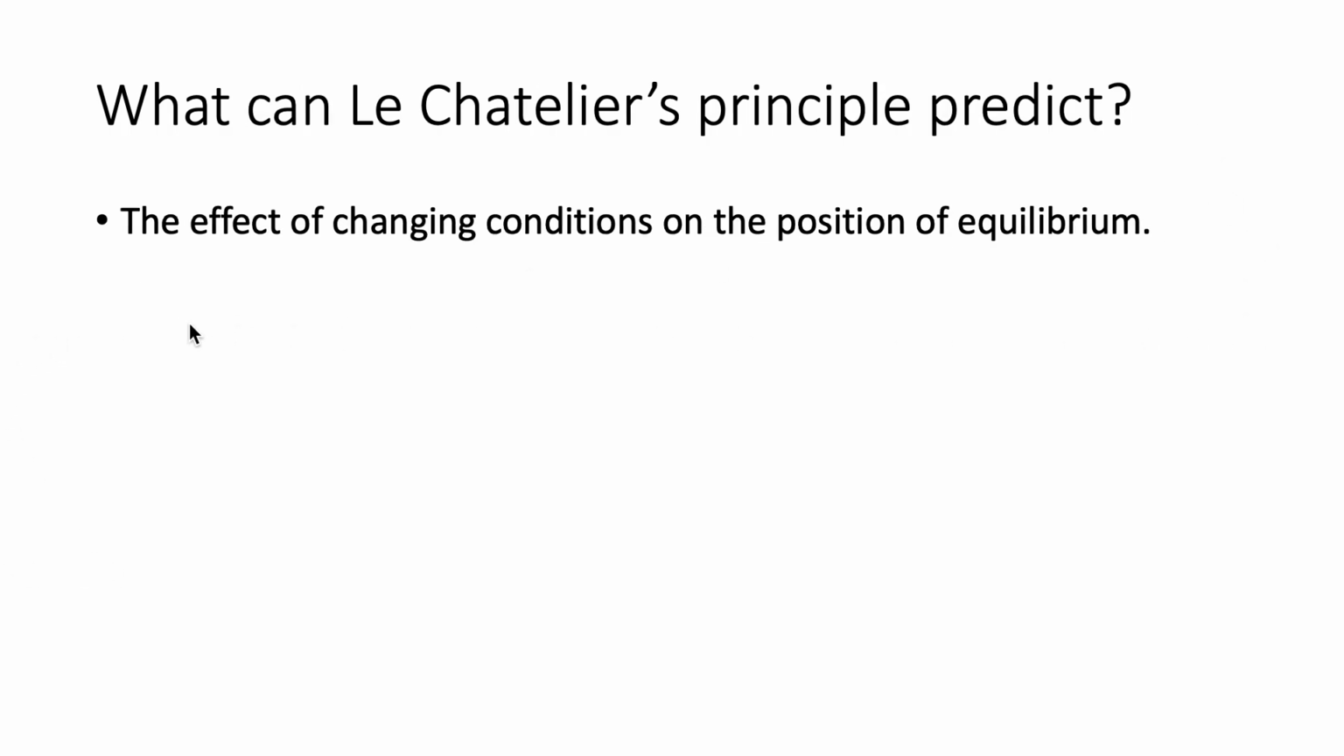And Le Chatelier's principle is used to predict the effect of changing conditions. So you can be given a reaction equation and asked, if I increase the temperature, what happens? If you decrease the pressure, what happens? If you add more reactants, what happens? And you predict that using Le Chatelier's principle, knowing that the system is going to respond to counteract the change that you have made.